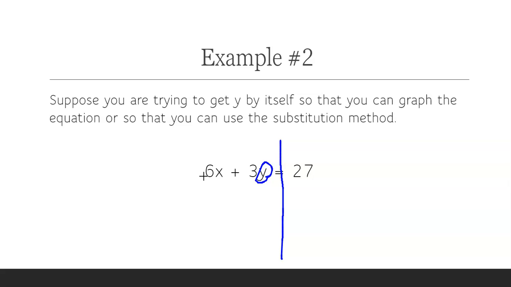The same rules apply as apply when you're solving regular old equations and you're trying to get the letter by itself. We typically add or subtract first, and then we multiply or divide. We work backwards through our order of operations. So because we're adding 6x here, to get rid of it, we have to subtract 6x. And what we do to one side, we've got to do to the other.